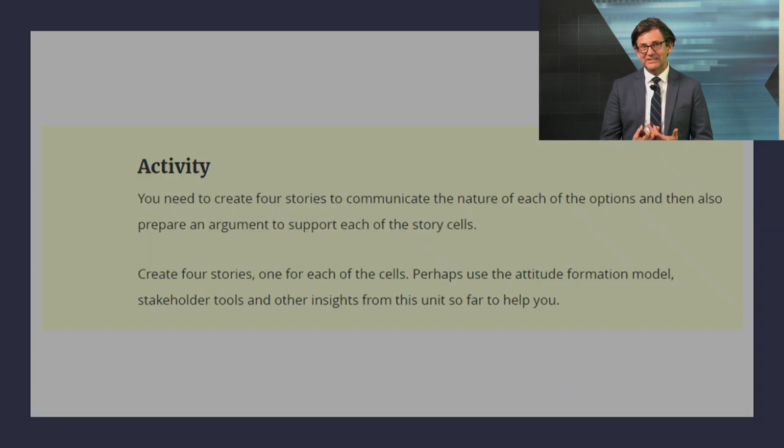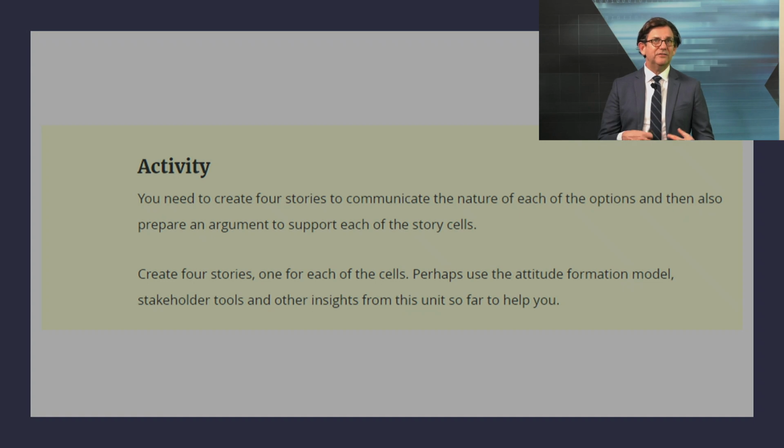Now this is the activity that you're working on. So you're going to create those 4 stories that you're going to use to communicate the nature of each of the options, and then also prepare an argument to support these. And you've spent some considerable time in this unit developing your reasoning and cognitive and logic skills, and also finding great ways to tell a story. You explored Professor Cialdini's 6 principles of ethical persuasion. You looked at his stories about persuasion. Right at the beginning of the unit, you actually also found about how to structure a logical argument. So they're the tools that you have to work with.